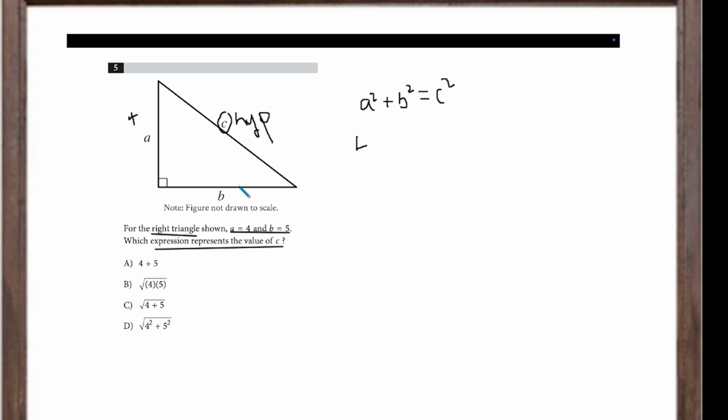So we're going to have 4 and 5 as our A and B. So now we input that into our equation for the Pythagorean theorem. So we're going to have 4 squared plus 5 squared is equal to C squared. Now we want to cancel our square using a square root. So we're going to have square root of 4 squared plus 5 squared is equal to C. Therefore, that equation fits answer D, so our answer is D.